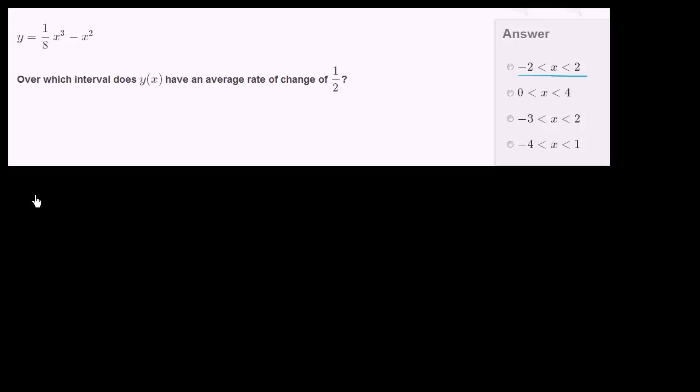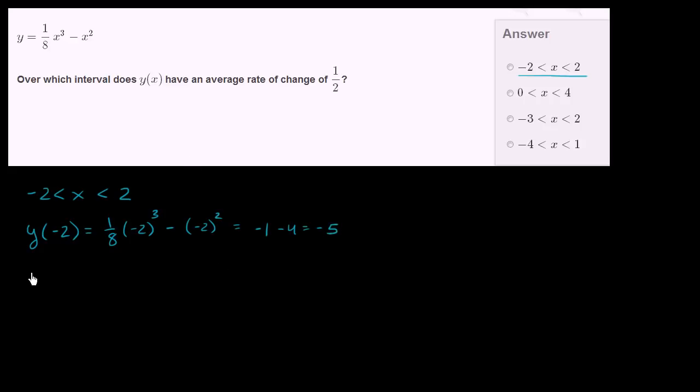X is between -2 and 2. So -2 is less than x, which is less than 2. Let's just think about what is the value of our function when x is equal to -2. So y of -2 is equal to 1/8 times -2 to the third power minus -2 squared. This is 1/8, -2 to the third power is -8. -8 divided by 8 is -1. -2 squared is +4, but then you're going to have to subtract that, so it's -4. So this is equal to -5.